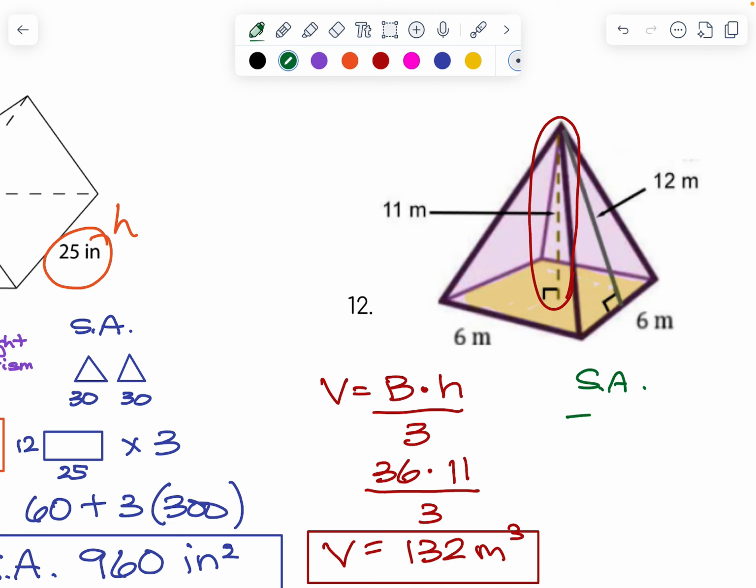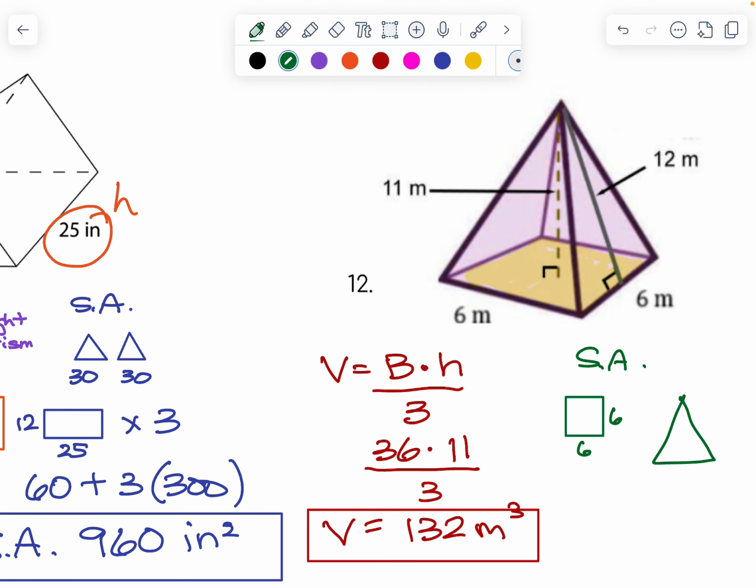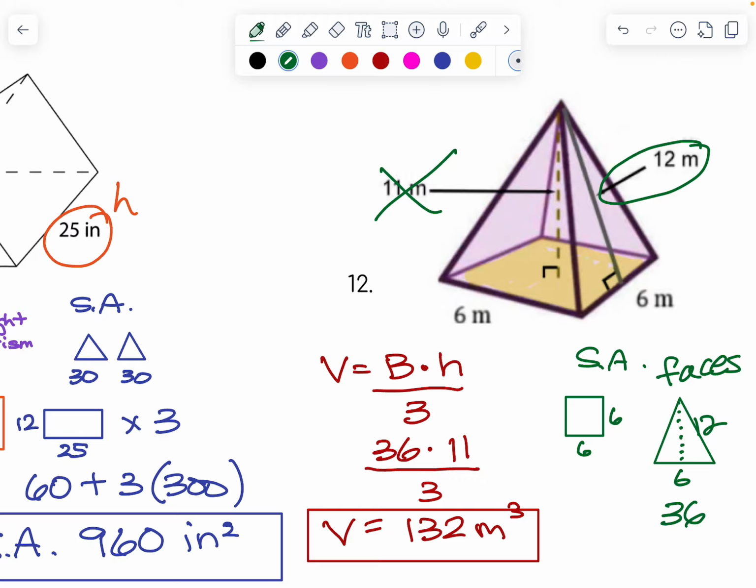Surface area. I have a square, which is a 6 by 6, right? And then wouldn't I have 4 sides? Let's look at it. I have 4 sides that are all the same, right? It's a triangle, and the triangle base is 6, and then look right here. What's the height of the triangle? Not the prism. It's not this one. It's this one. We're doing faces, right? Faces. So that triangle is by 12. And I have 4 of those. So half of 6 times 12, that should be 36.